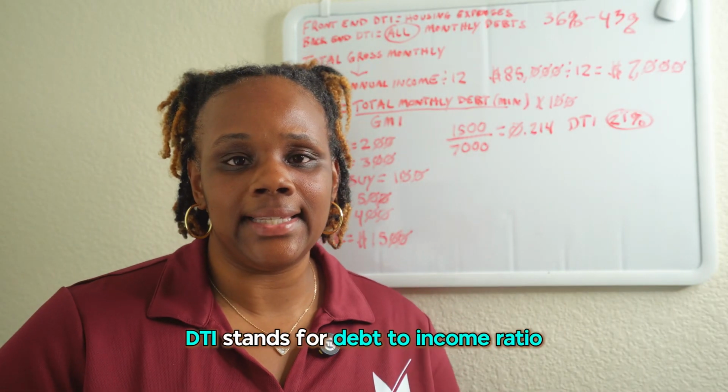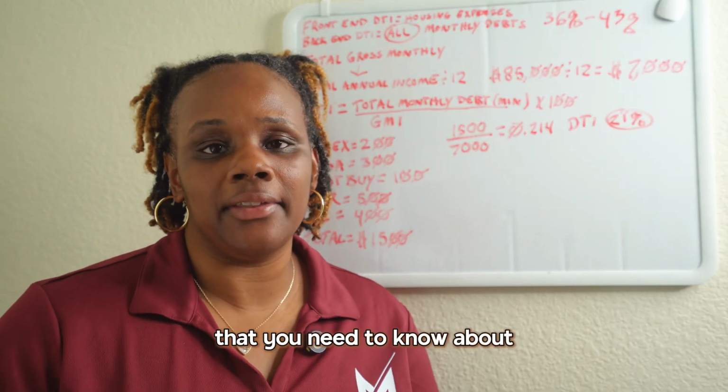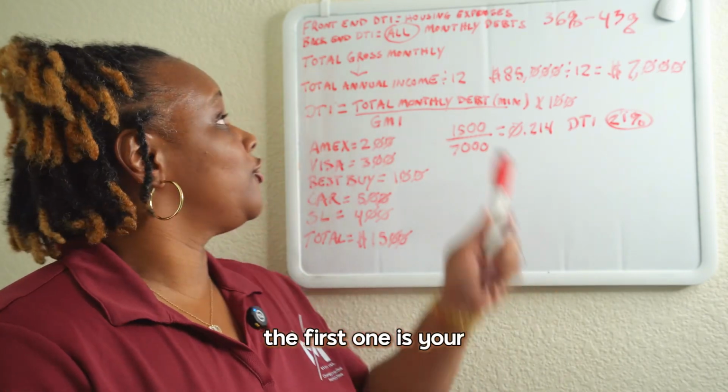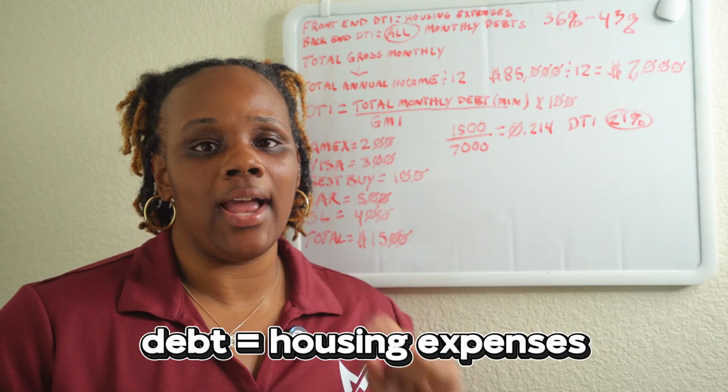Now, as I said, DTI stands for debt to income ratio. Now, there are two types of DTI that you need to know about. The first one is your front end DTI, and all that is that equals your housing expenses.